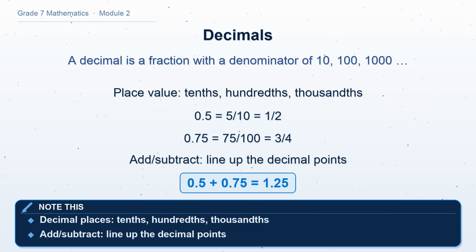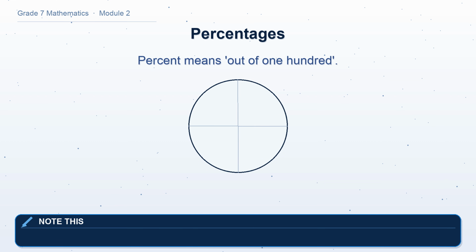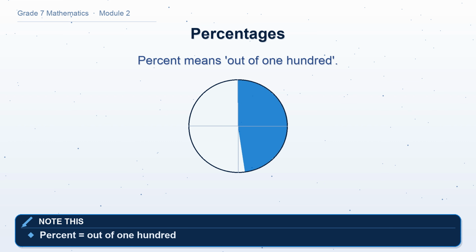From here, percentages are only one short step away. A percentage tells us how many parts there are out of 100. So 75% means 75 out of 100. Shade 3/4 of this circle, and that is exactly 75%. Written as a fraction, it is 75 hundredths. As a decimal, it is 0.75, and as a fraction in simplest form, it is 3/4.